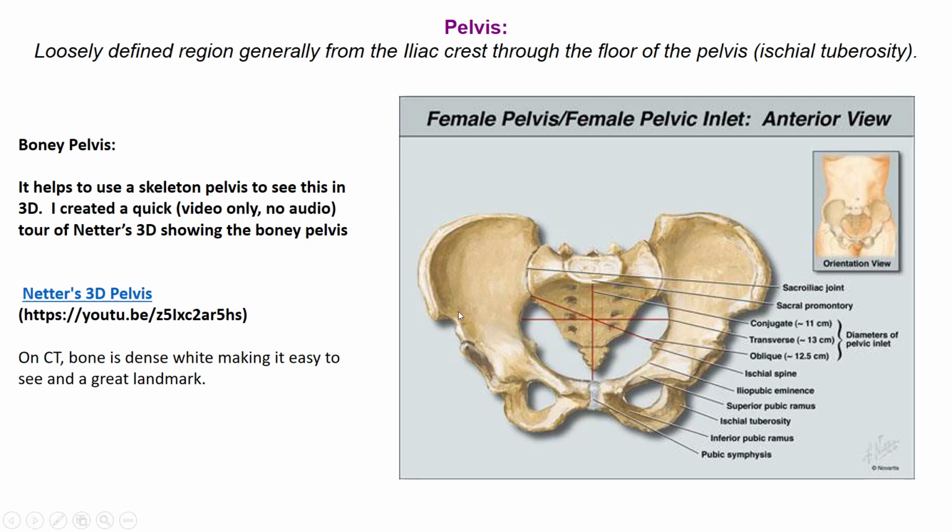Also, viewing this in CT rather than MR, a lot of times it's easier because the bone shows up bright white, so it's very easy to trace the anatomy. So we will review the pelvis.